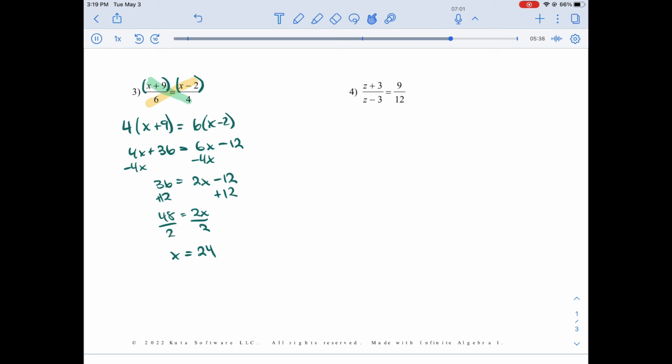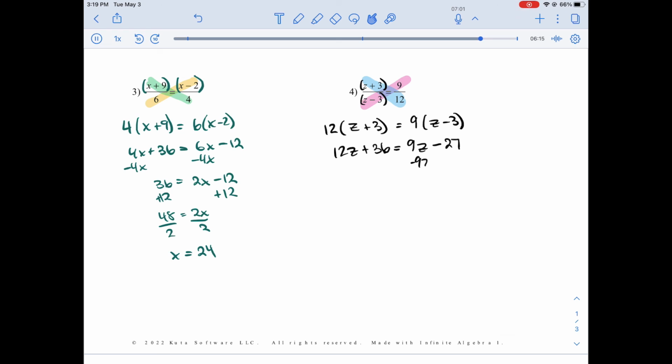Number 4, last one. Again, I have a fraction equal to a fraction, so I'm going to cross multiply. And once again, I'm going to put parentheses around my binomials. So in the blue, we have 12 times z plus 3. And in the pink, we have 9 times z minus 3. 12 times z is 12z. 12 times 3 is 36. 9 times z is 9z. 9 times 3 is 27.